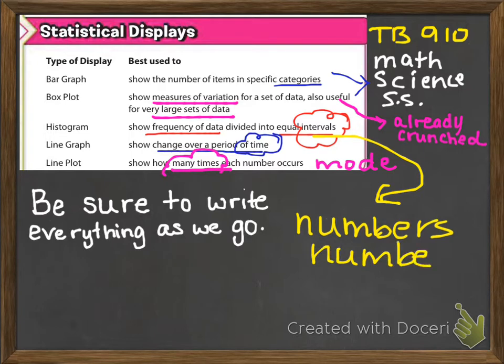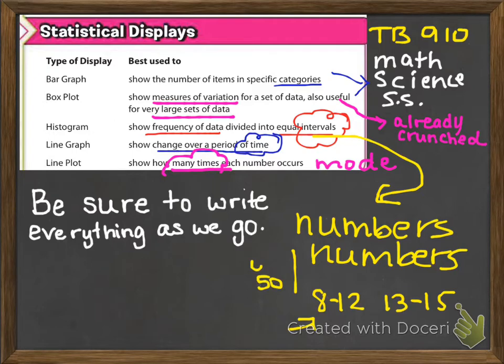So the example that we were given in the book at one point was comparing the heights of kids ages like 8 to 12, 13 to 15, and so on. So you would expect these to be numbers, and then you would also expect the side numbers to be numbers. So this is like 50s, 60s, and so on. So that's a histogram, and remember there are no spaces in between either.